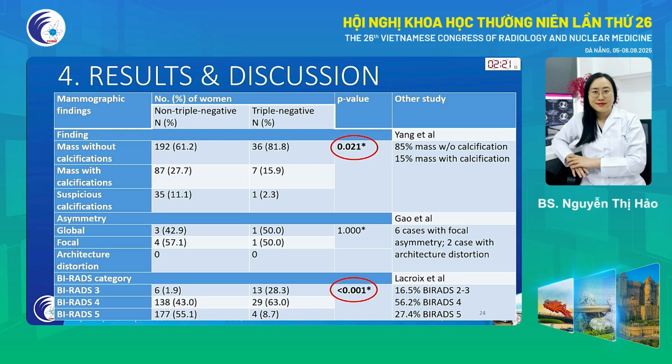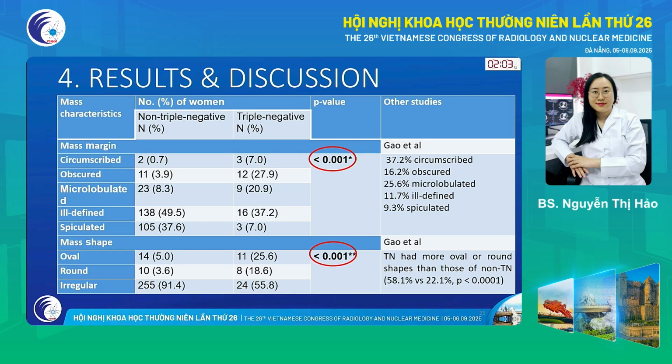About the BI-RADS category, about 28.3% of triple negative breast cancer in our study was BI-RADS 3, while it's only almost 2% in non-triple negative. This category also has a statistical difference. About the mass characteristics, in mass margins, most cases of triple negative are indistinct and microlobulated, but 7% of triple negative has circumscribed margins, while only 0.7% of non-triple negative ones.